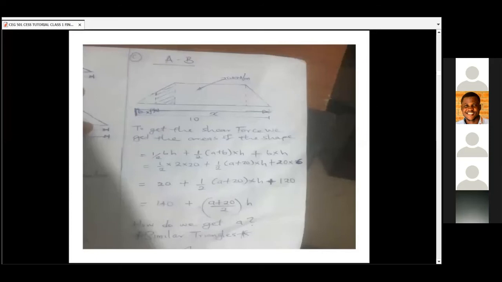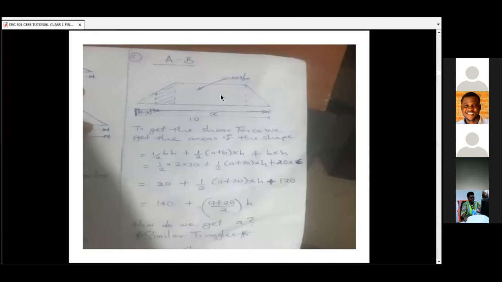Now, for span AB, we have this diagram. We have three shapes that we are concerned about: the triangle from span CD, the rectangle from span BC, and now this shaded portion, the area we are now concerned with. To get the shear force, we can always get that through finding the areas. From the triangle, we have half base times height. For the trapezium, we have half AB times H, and for the rectangle, we have base times height.